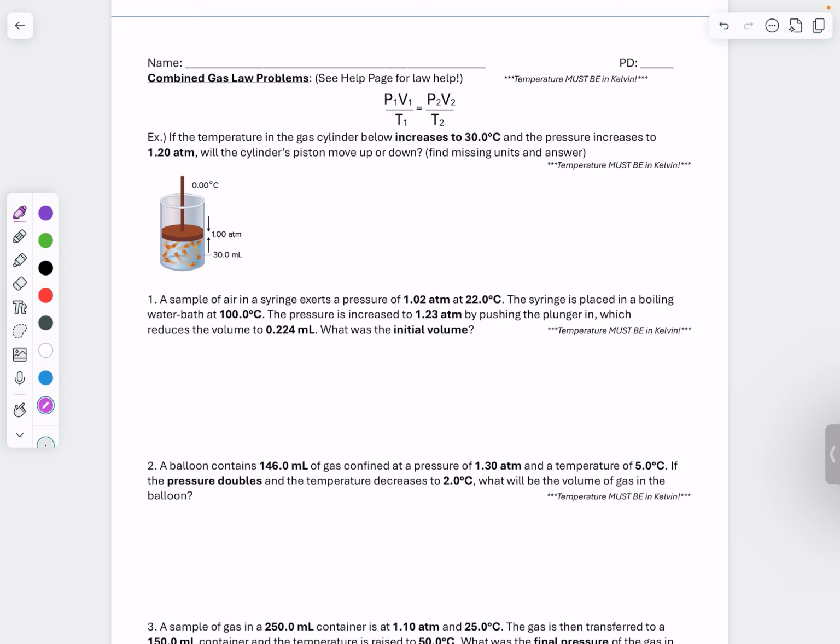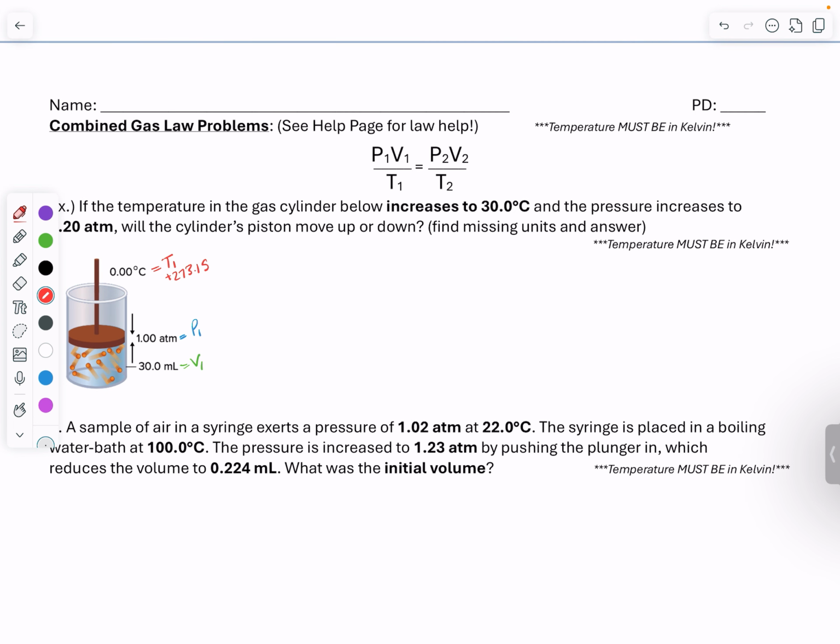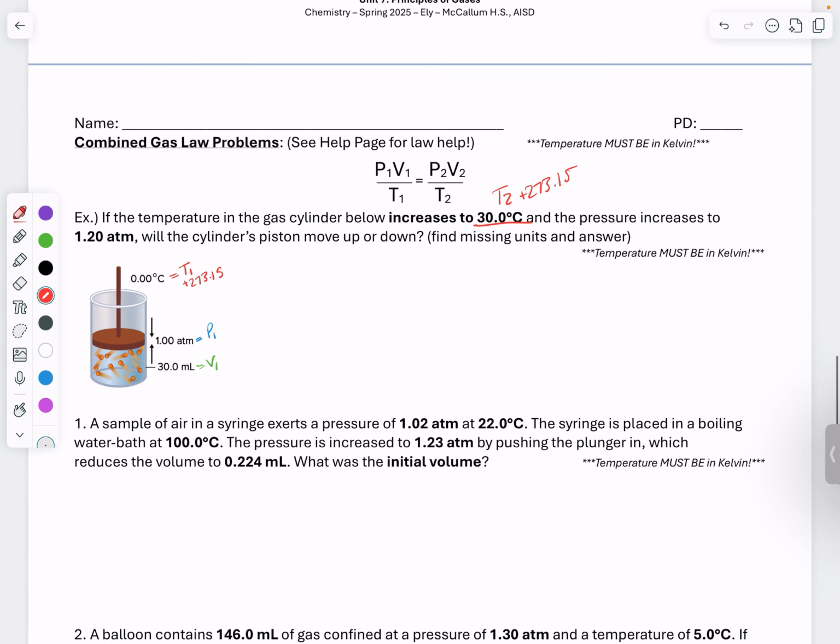All righty. So cool thing is our little picture here has all the initial states, so that's pretty lovely. So here we've got our T1, we got our P1, and we got our V1. Okay, remember that T1, I've got to add 273.15 to that sucker. All right, hey, look up here, it increases to that. So guess what? That is T2. And don't forget to add 273.15 to that sucker to change it to Kelvin. All right, got pressure here, and the pressure increases.